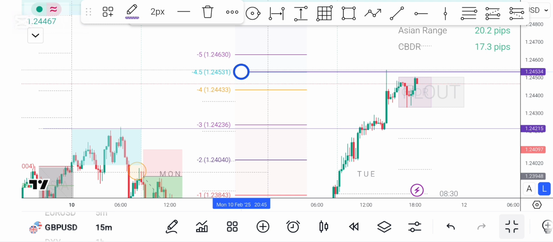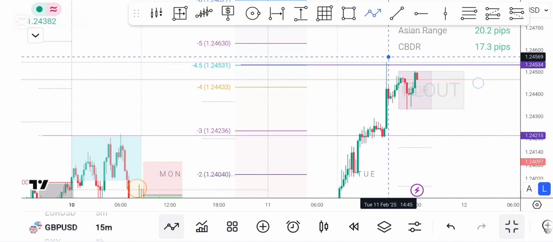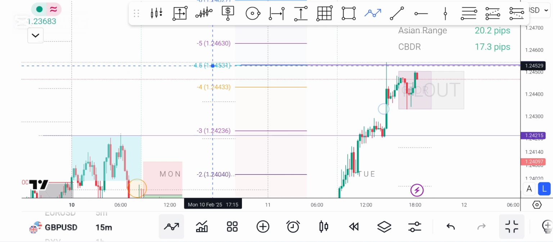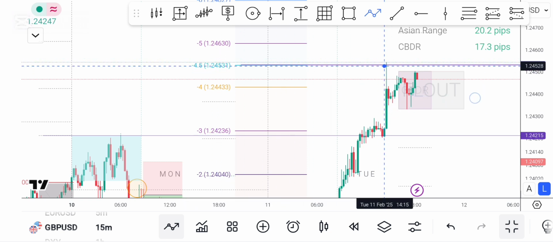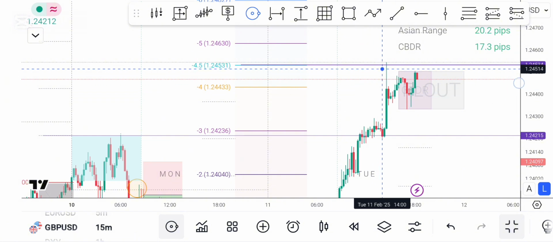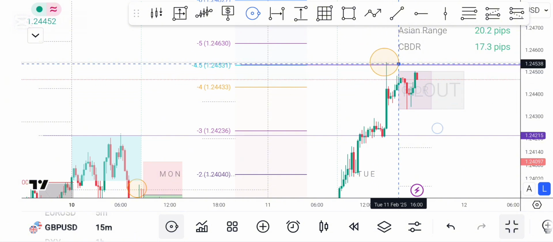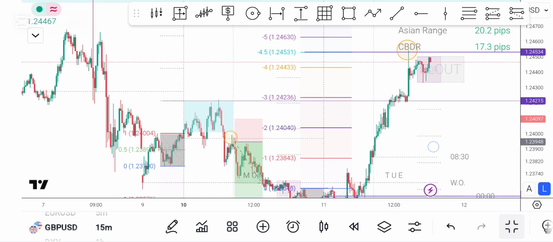1.24534. Beautiful. You see that? See how the market hit 4.5 standard deviation beautifully over here, which is 1.24531. It actually hit that beautifully over here, and then we saw price begin to react at that level. So this strategy is very powerful. It can help you to know how far the market moves.